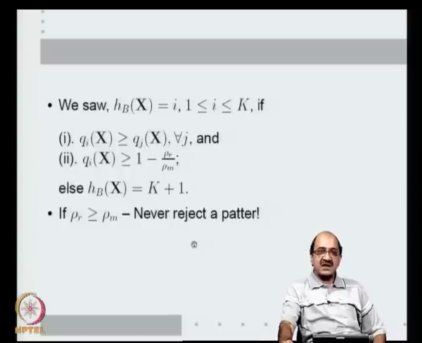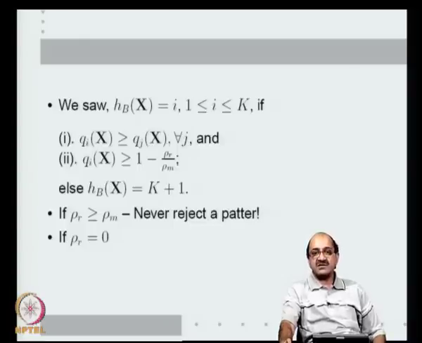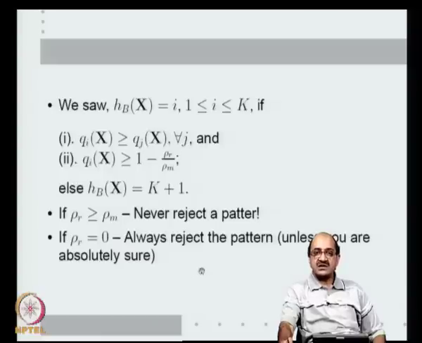Now, consider the other extreme case. Suppose the cost of rejection is 0. The cost of rejection is the same as the cost of correct classification. So, what should I do? Might as well reject everything. What does my derivation say? If rho r is 0, I will call one of the class labels only if q I x is greater than or equal to 1. So, what does that mean? If the cost of rejection is 0, I always reject a pattern, unless of course, I am absolutely sure. If q I x is equal to 1, then I can call I.